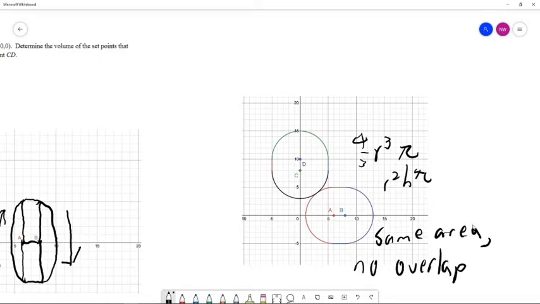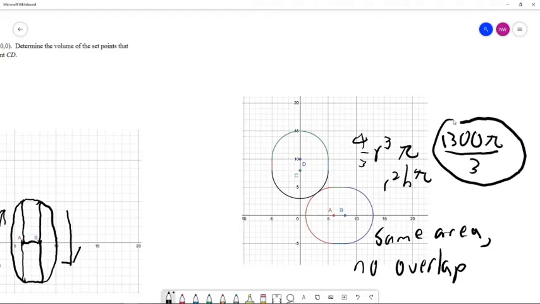Using similar logic for segment CD, we get the total volume is also 650 pi over 3. Therefore, the volume of the set of points that are within 5 units of segment AB or within 5 units of segment CD is equal to 1,300 pi over 3.